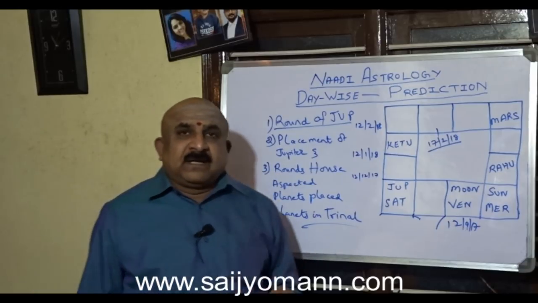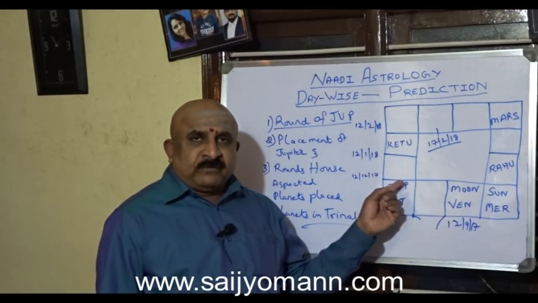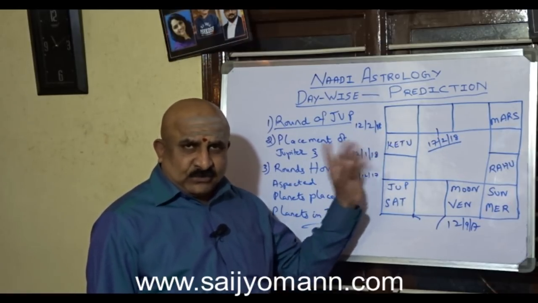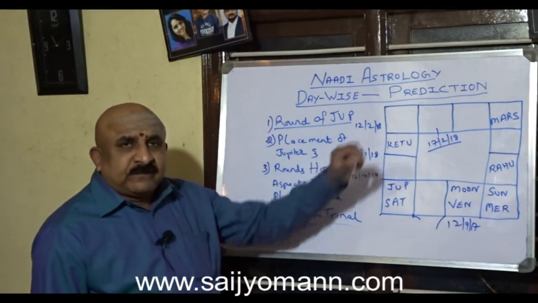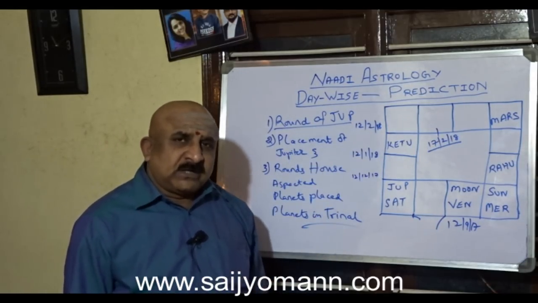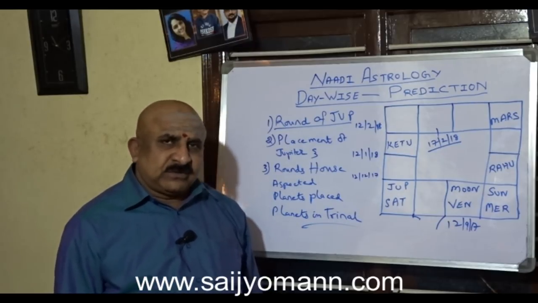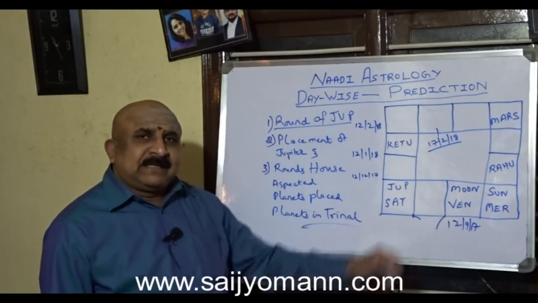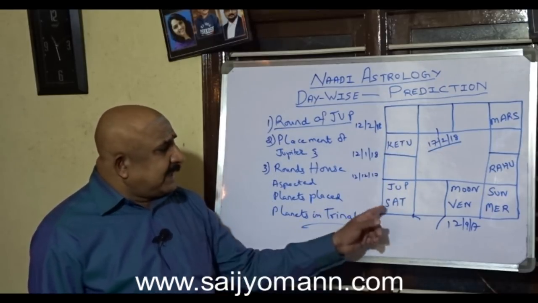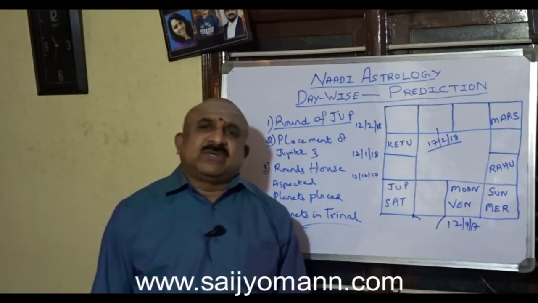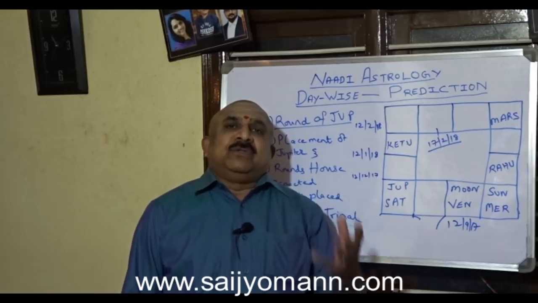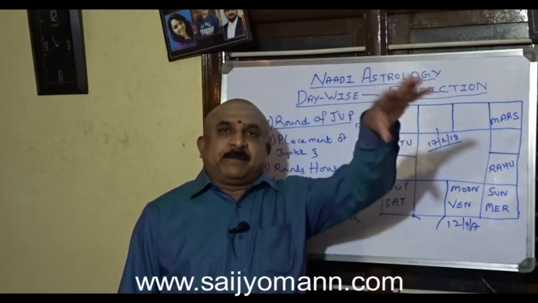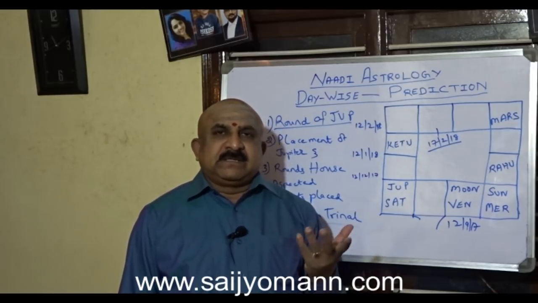The next one is the first house round, which house is it? 5th house round is 5th house, 1st house round is 1st house, 2nd house round is 2nd house. So, when you are dealing with the 5th house round, you have to watch for the results of the 5th house, the planets aspecting the 5th house or 6th house, the planets inside the 5th house or 6th house, the planets in trinal signs to the 5th house or 6th house. Clear? And those planets will give the results to the native in that particular round. This is the main theory.